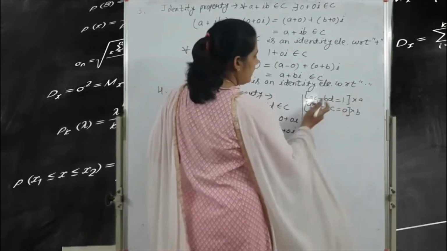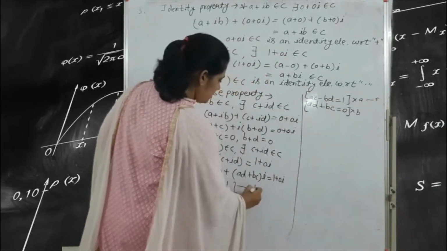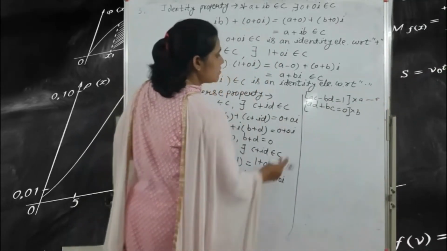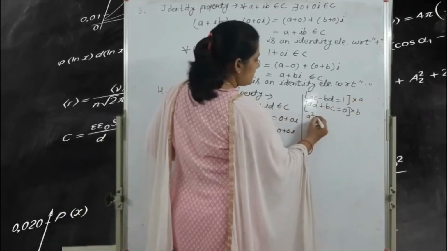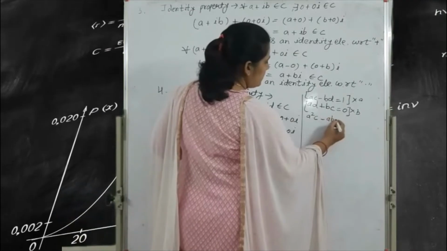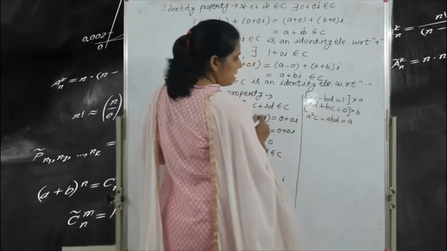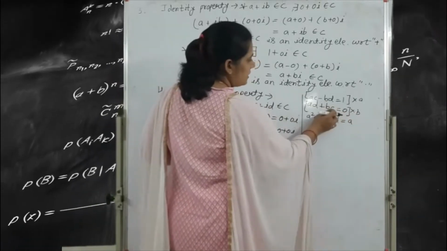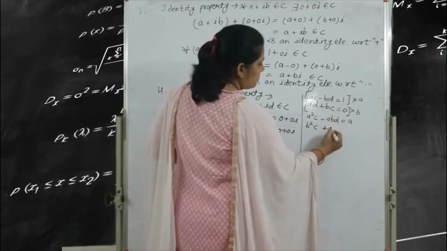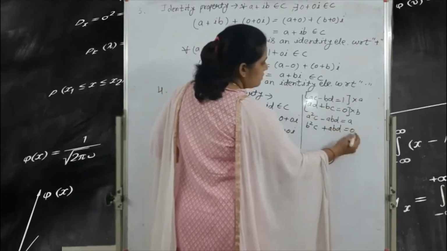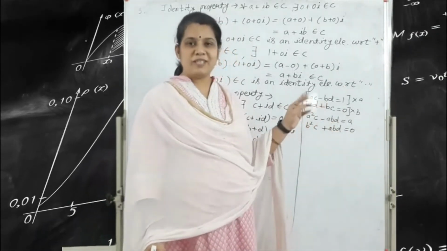So multiply by A. This is your first equation and this is your second equation. So multiply the first with respect to A: A square C minus ABD is equal to A. And here you multiply by B. So you write BC, that means B square C plus ABD is equal to 0. See here, 0 into B, you write 0, and 1 into B is equal to B.